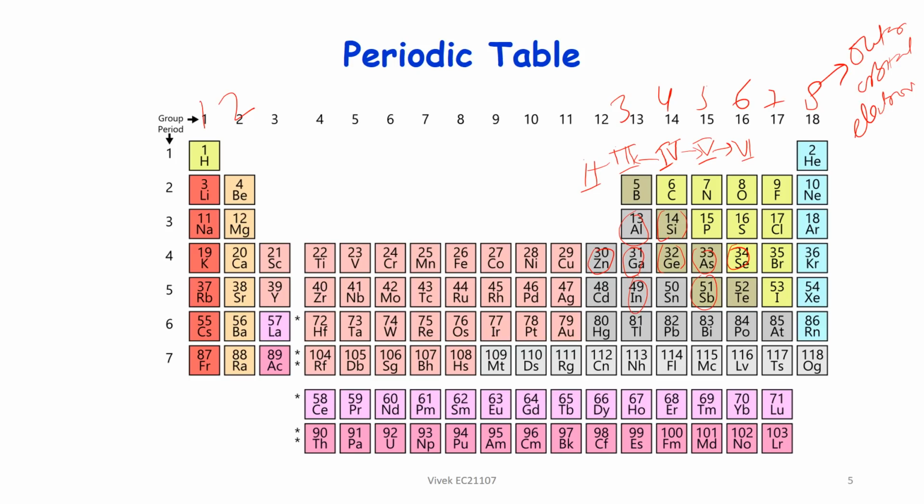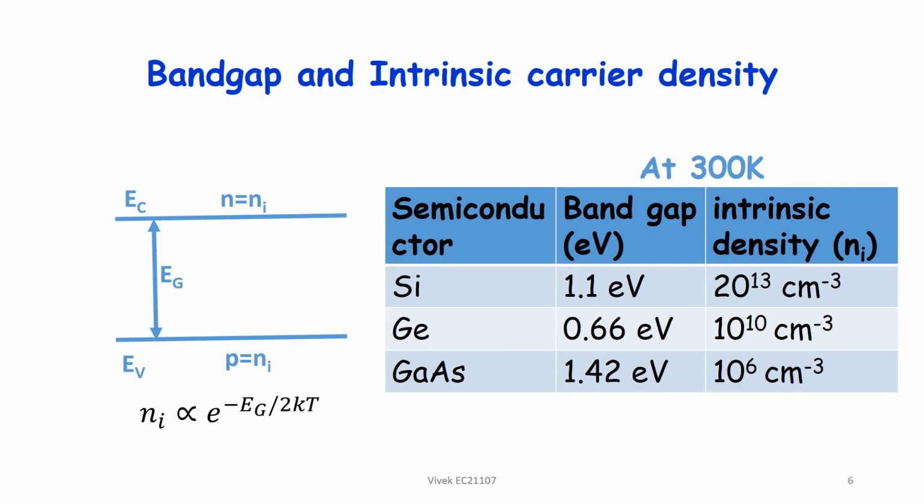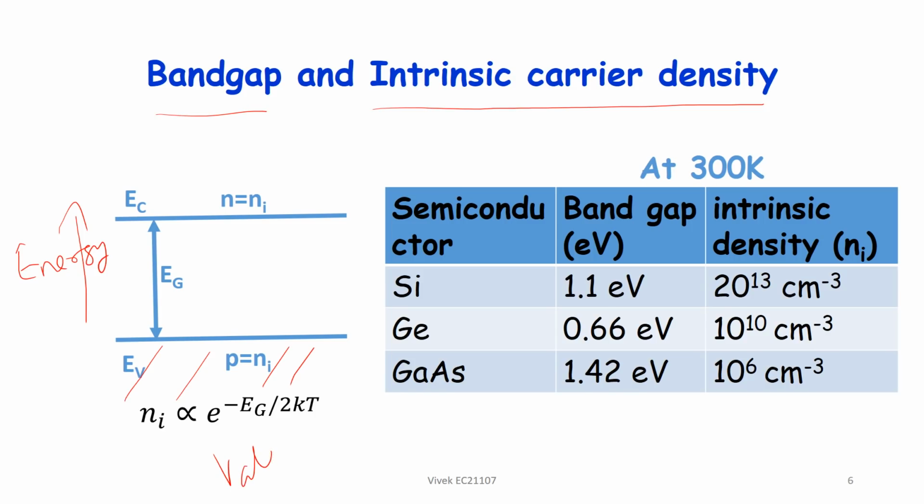Now what are the properties of these semiconductors that are useful? What makes them useful? There are two very important and basic properties. One is called band gap, the other is intrinsic carrier density. They are not entirely unrelated, rather they are related. You can see a typical semiconductor here. The axis is energy, below is the valence band, and above is the conduction band.